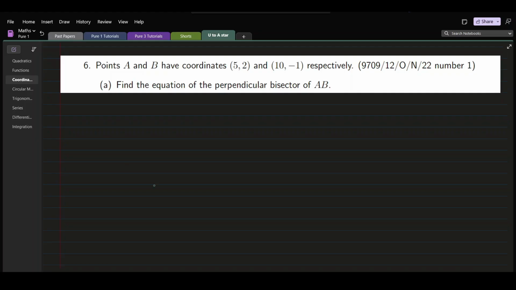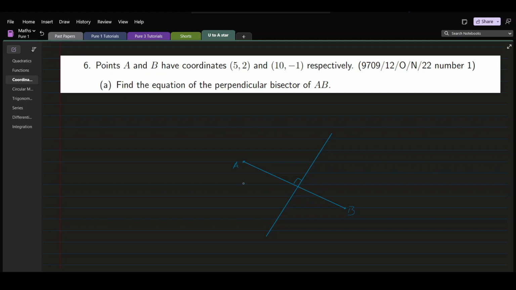Okay, so let's sketch what this would look like. We've got A and B, so A is 5, 2. We'll just assume that A is somewhere here. This is A. And then we've got B, which is 10, negative 1. So B would be somewhere down here. If we can just join these 2 points together, that's A and B. So the perpendicular bisector will be a line that passes through AB at the midpoint, and it also forms a right angle as it passes through AB since it is perpendicular to AB.